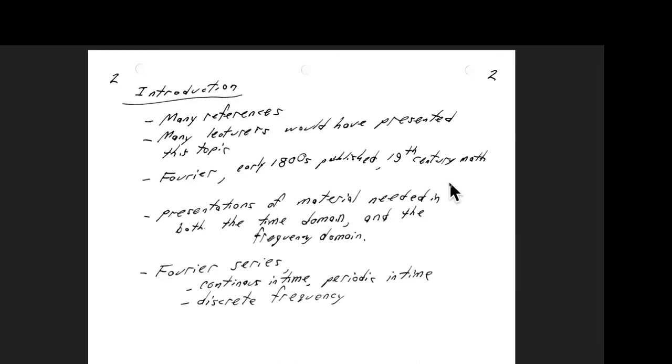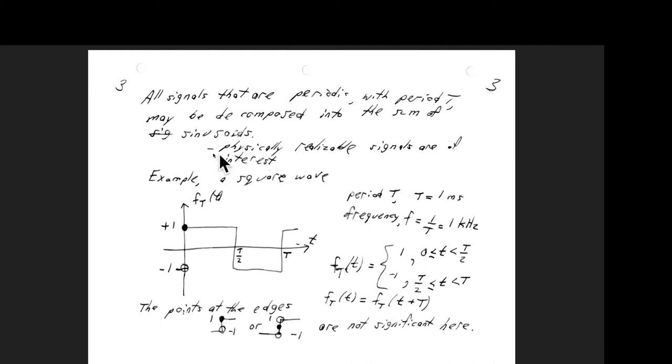Presentations of material, as I said, are needed in both the time domain and frequency domain. The Fourier series is continuous in time. It's periodic in time, but it's discrete in frequency. All signals that are periodic with period T may be decomposed into the sum of sinusoids. And here I'm interested in physically realizable signals. And the example that I'm going to work through is a square wave.